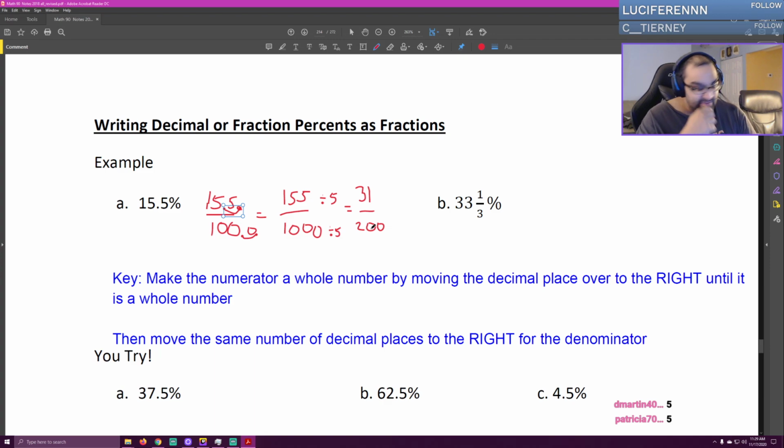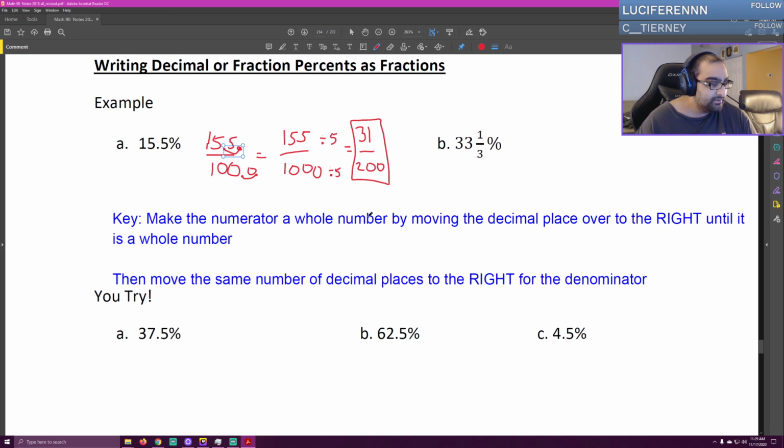And if you tried to do that out, that's as far as you can go. Unfortunately, 31 and 200 have nothing to do with each other. And yeah, that's it. So 31 over 200 would be your final answer. Any questions about that so far? We're going to do another example here, but any questions about that example? No. Okay.